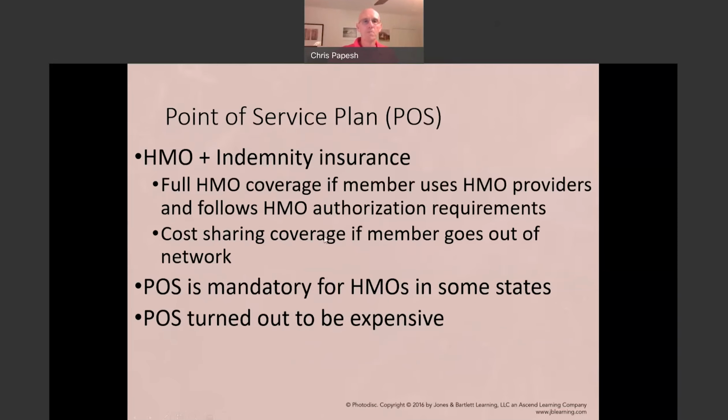And then there's a point of service, which is a full HMO if you're within the plan, and cost sharing if you go outside the network. So some states have laws that the POS type structure is required in an HMO in some states.